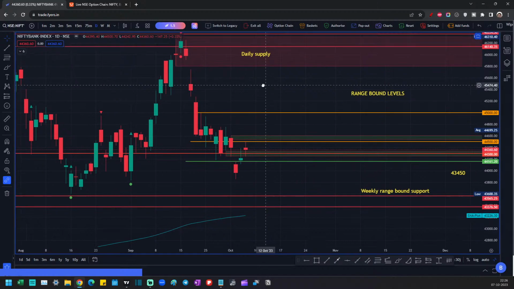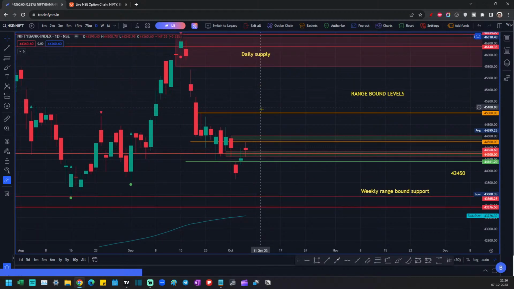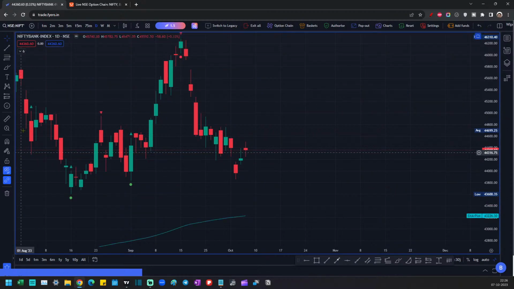So again, look at price action. Price action wise, what is happening? Take this candle. If I just hide this, I can very easily show you all. Right. So look at price action.